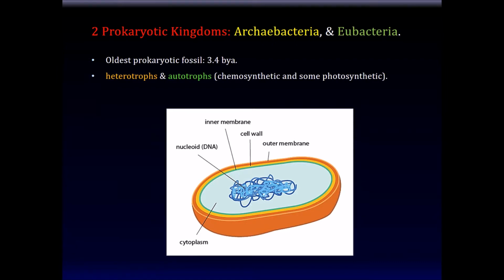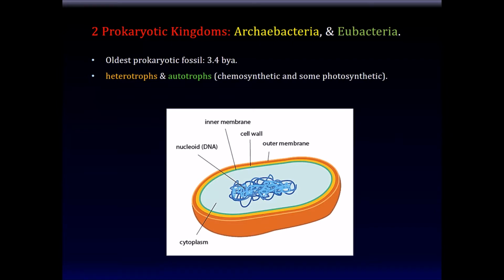What's the organelle in plants, eukaryotic cells, that does photosynthesis? What's the green organelle that does photosynthesis? Very good, it's a chloroplast. Chloroplast is the organelle that does photosynthesis, right? Don't worry, you'll learn all about it.